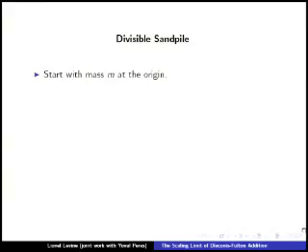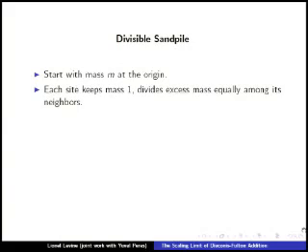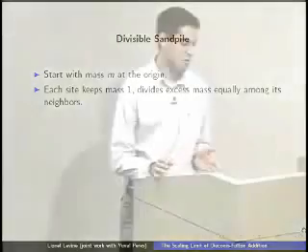Okay, so there's one more model I want to talk about called the divisible sandpile. This model is somewhat different from the others in that instead of discrete particles, it's going to work with continuous amounts of mass. So we're going to start with some amount of mass at the origin. And then the mass is going to move around according to the following rule. Each site will keep mass 1 for itself, and if it ever gets mass more than 1, it will just split the excess mass equally among its neighbors.